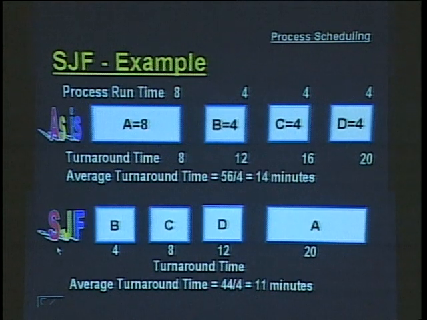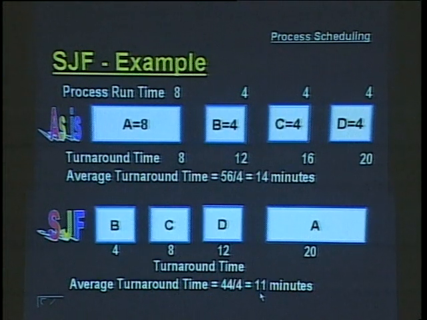Now let's use the shortest job first algorithm. In the shortest job first algorithm, let's say we bring process B first, process C, then we bring process D, then we bring process A. The turnaround time will be: process B will be completed after 4 minutes, C will be completed after 8 minutes, D will be completed after 12 minutes, and A will be completed after 20 minutes. Now let's calculate the average turnaround time. It will be 4 plus 8 plus 12 plus 20. It will be 44 divided by 4, equal to 11 minutes.